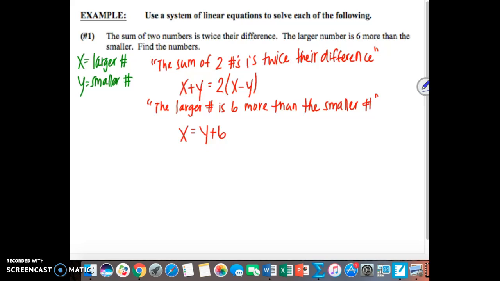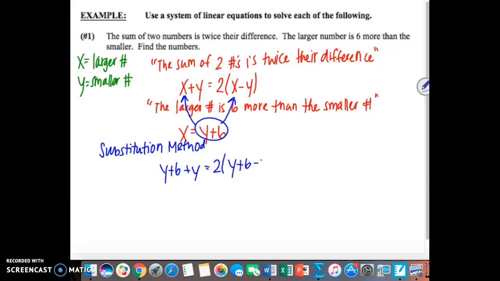Since we already have x equals something, let's use the substitution method. What we're going to do is plug in that y plus 6 in for both of the x's in the first equation. So we'll have y plus 6 plus y equals 2 times y plus 6 minus y.